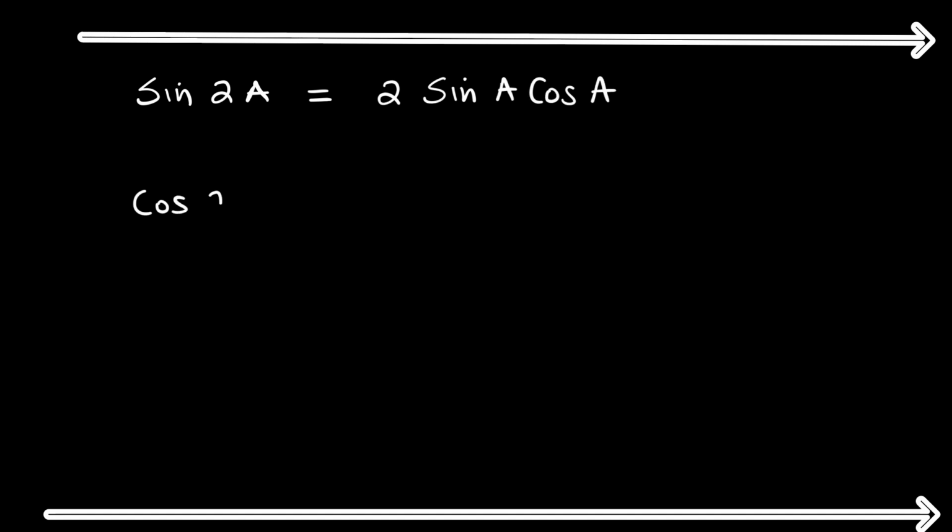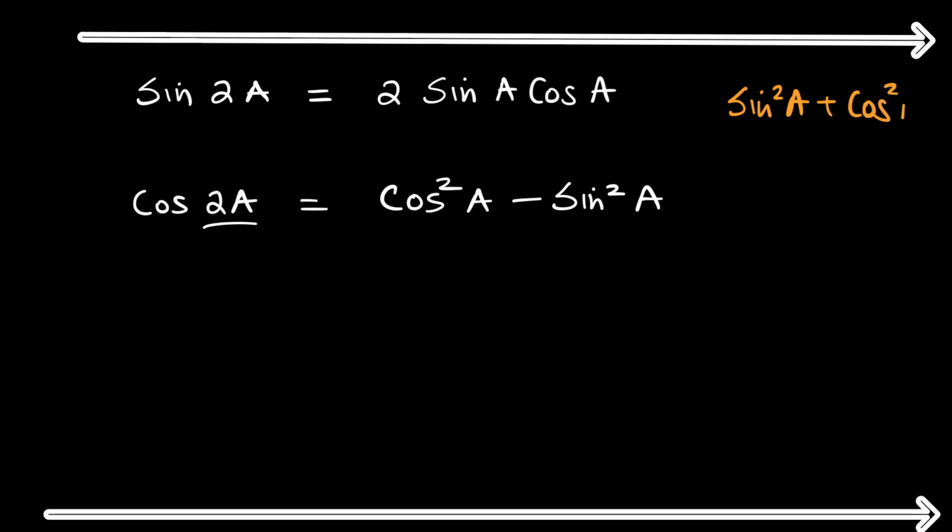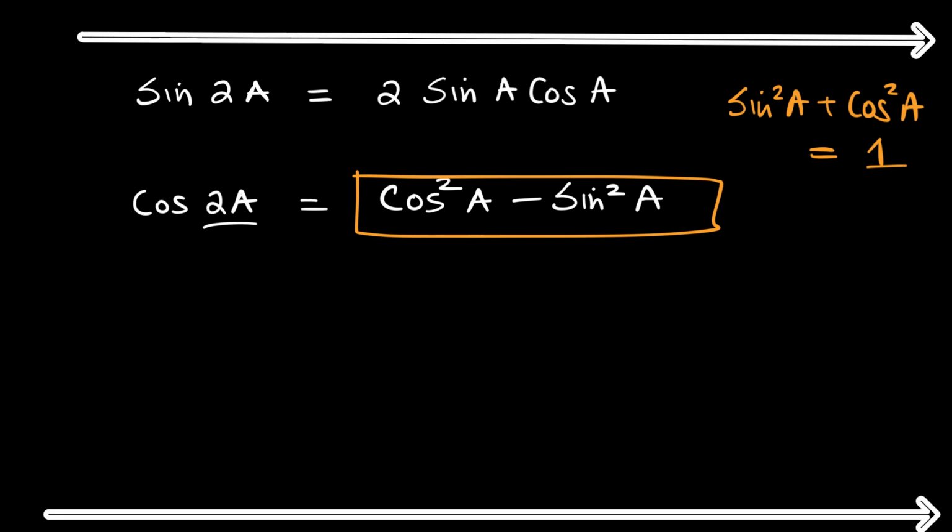Then we have the double angle formula for cosine 2a. The first format is cosine square a minus sine square a. Since we have the identity sine square a plus cosine square a equals 1, we can write this particular identity in two other formats. We can write this as 2 cosine square a minus 1. We can also write this as 1 minus 2 sine square a.